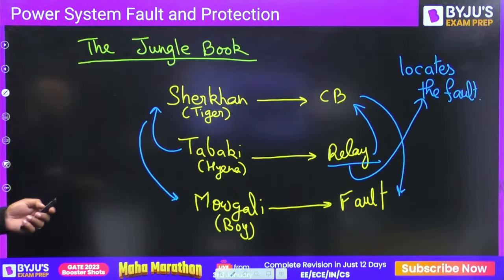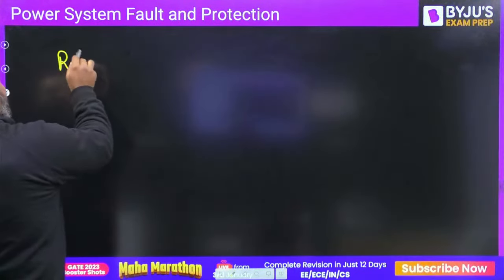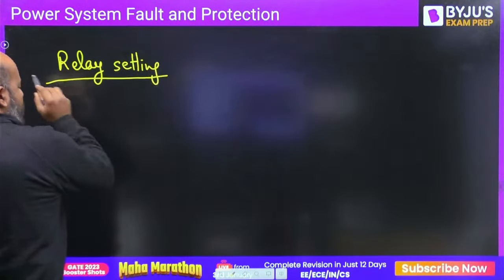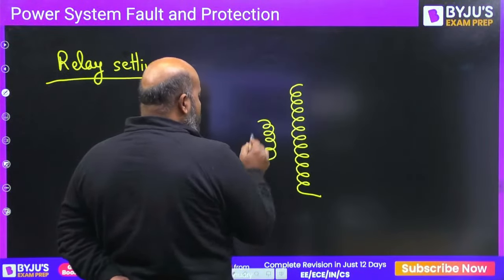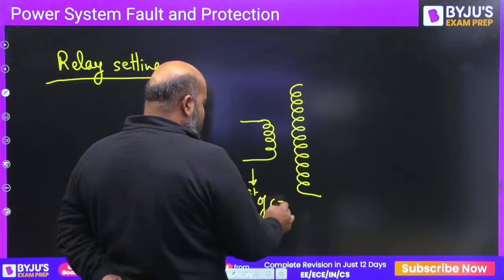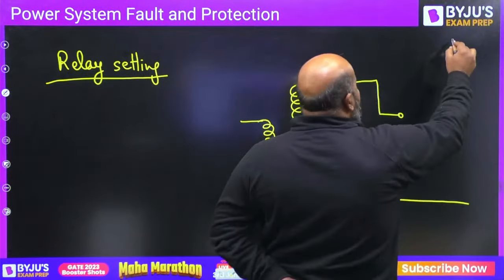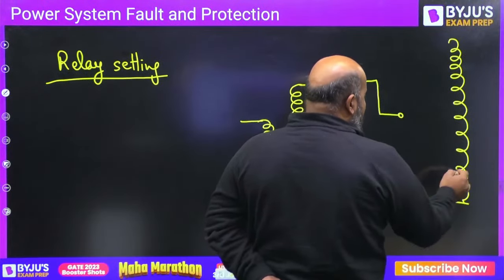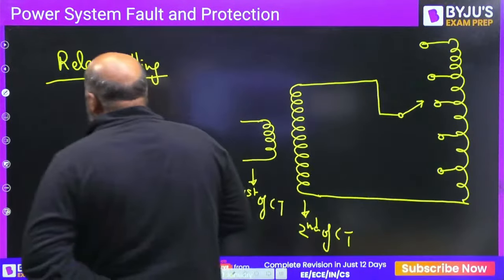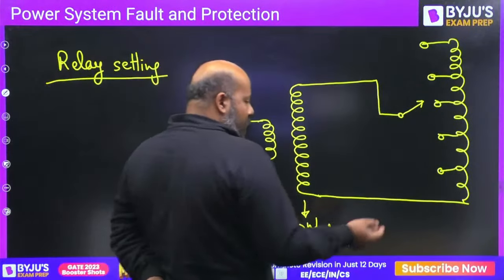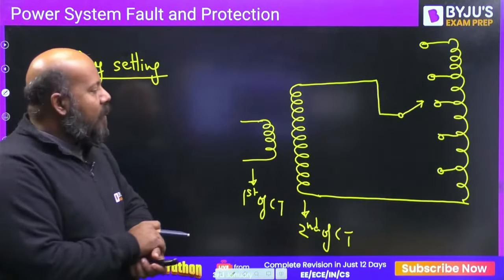Now understand the relay setting. What is the purpose of having a relay setting? Let us understand. Suppose this is the primary of the CT. This is the secondary of the CT. And this is your relay operating coil. The relay operating coil is going to have a number of tappings, something like this. Depending upon the requirement, these tappings can be selected to decide the pickup current, because you do not want the same pickup current to be followed by the relay all the time.